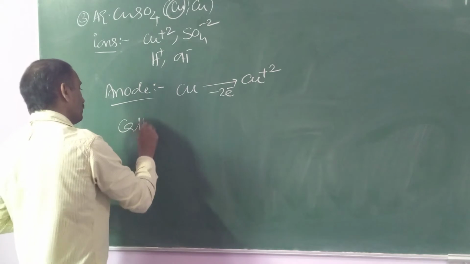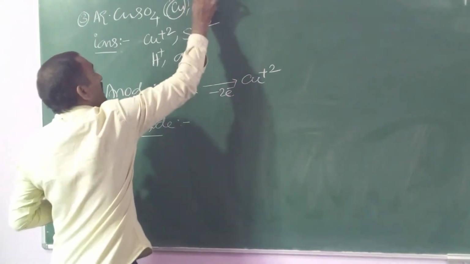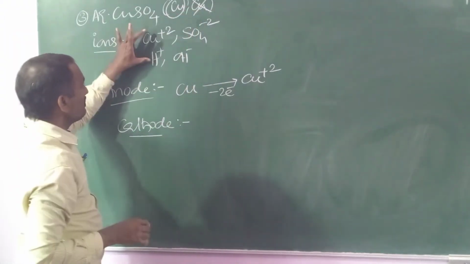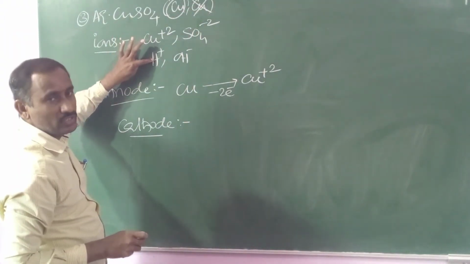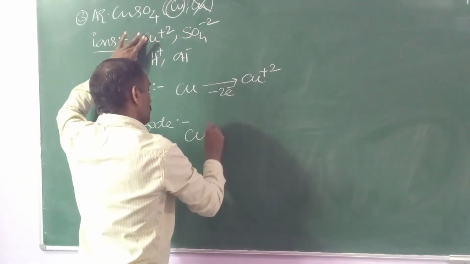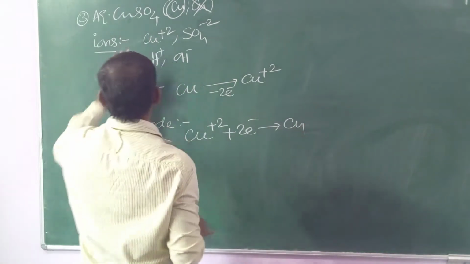At the cathode, ions are involved. Always remember that at the cathode, the copper metal is not involved. Instead, ions are involved. Out of Cu plus 2 and H plus, which has more deposition tendency? Cu plus 2. So at the cathode, it gains 2 electrons and becomes Cu.